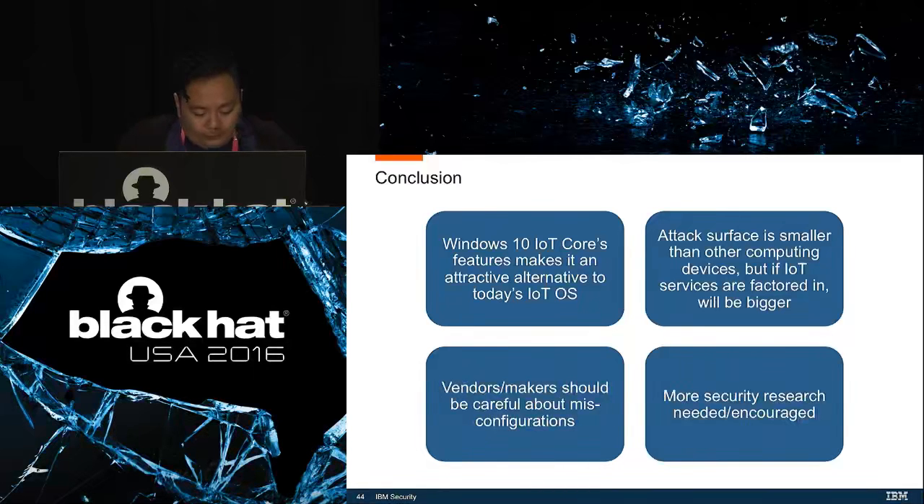So this would also mean that this OS will be a more attractive target for attackers, although the attack surface that we discussed today is smaller than other computing devices. If you factor in IoT services, platforms, and interconnectivity with other devices, that attack surface will definitely be bigger. So to mitigate the risk against this attack surface, vendors and makers should be more wary about misconfigurations that the attackers may take advantage of.